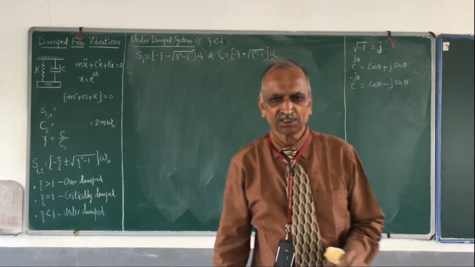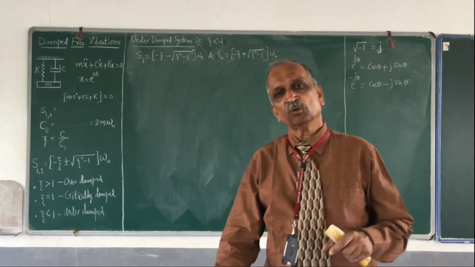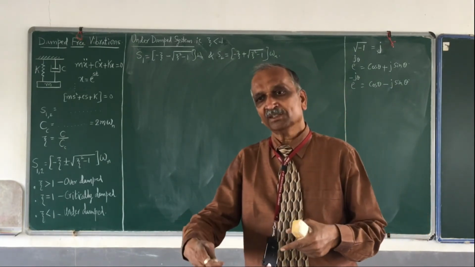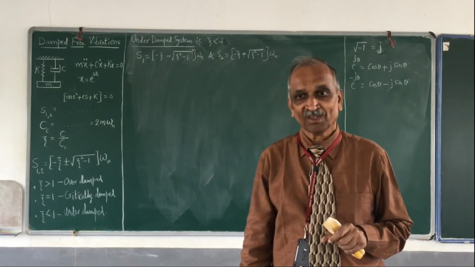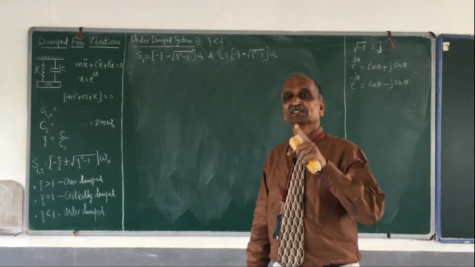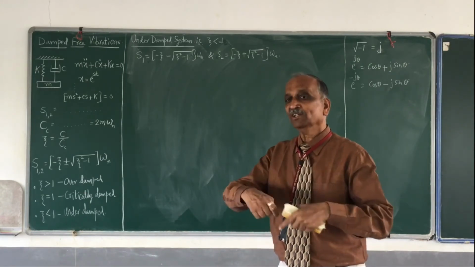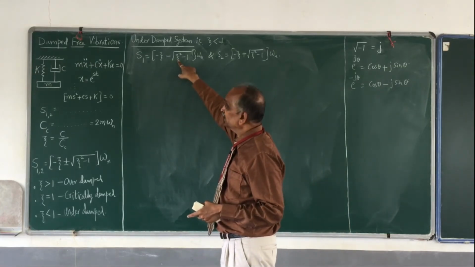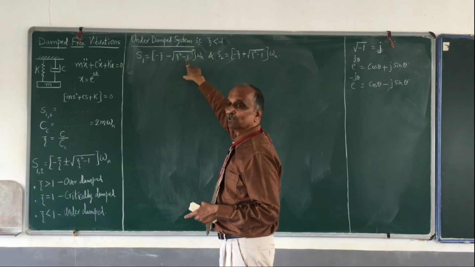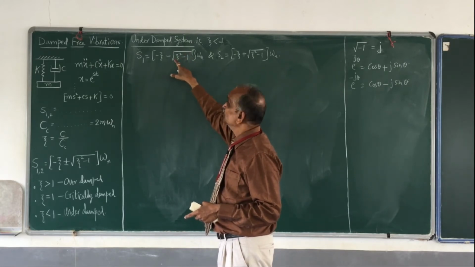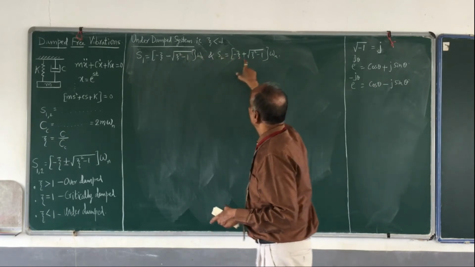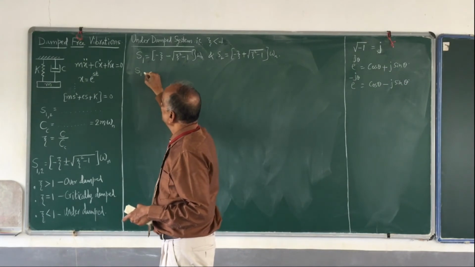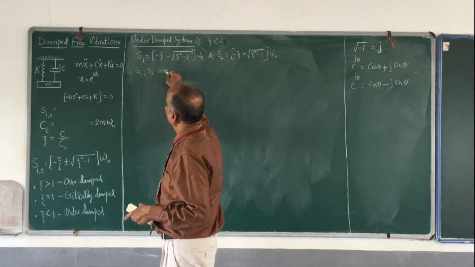Say for example, for simplicity, assume that zeta is equal to 0.5. So what will be zeta square? Zeta square, 0.5 square, is nothing but 0.25. That means if your zeta is less than 1, your zeta square is still smaller, less than 1. Remember here, zeta square is less than 1, so less than 1 minus 1. What do you get here? This is minus. Square root of minus. And this also square root of minus. So what do you mean by that? S1 and S2 are imaginary.